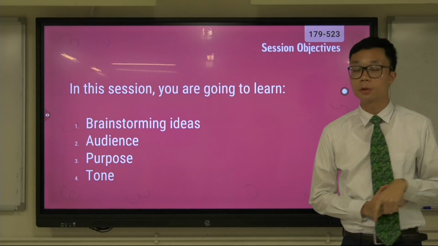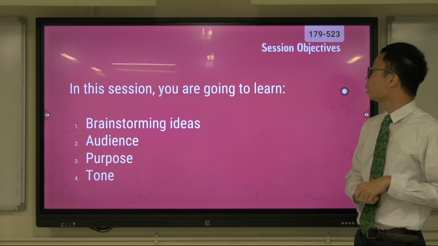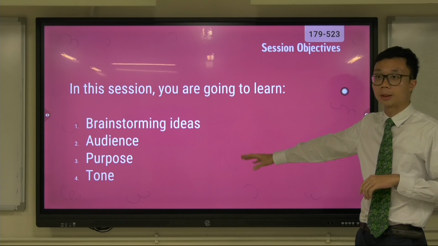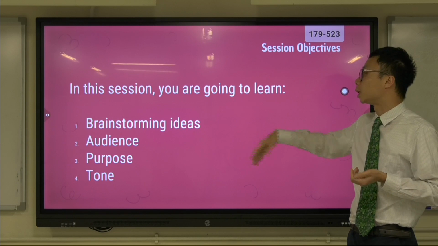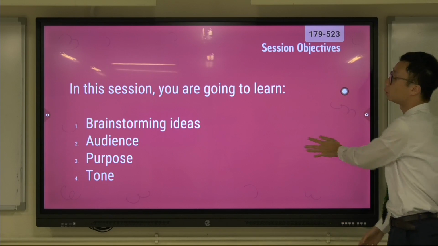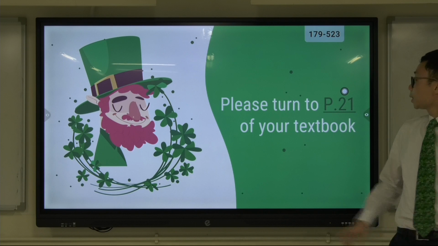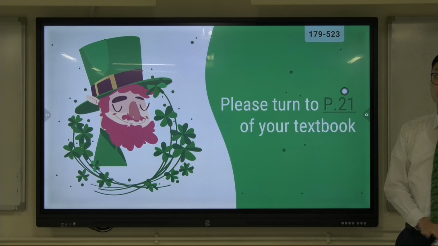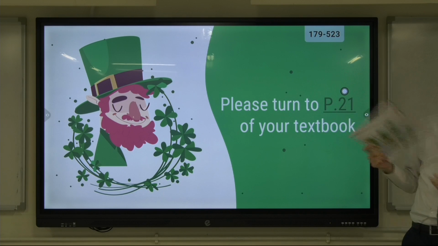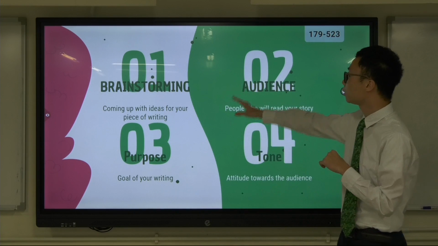Okay, so let's go through today's lesson objective. First, we're going to brainstorm some ideas about our writing, and then we're going to figure out the text type: the audience, the purpose, and tone. I'll go through more about it later. Please turn to your textbook, page 21, the one with 6 panels of comics. So page 21.